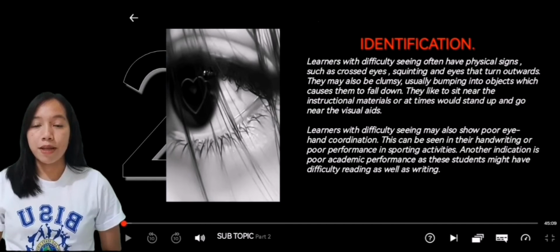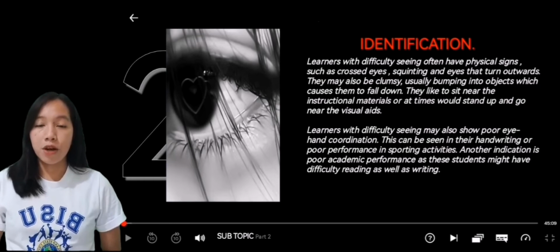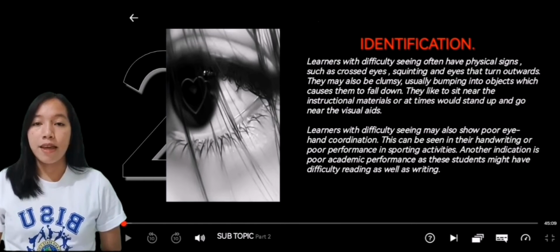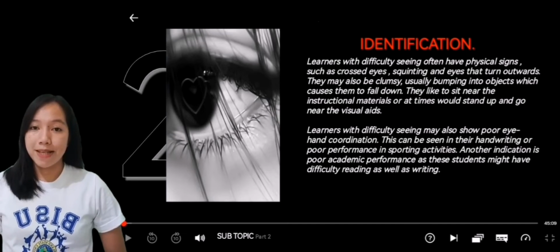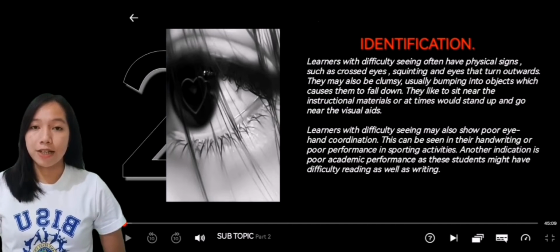They may also be clumsy, usually bumping into objects, which causes them to fall down. They like to sit near the instructional materials, or at times stand up and go near the visual aid. Now, we can identify the learners with difficulty in seeing through the physical signs that I mentioned earlier.